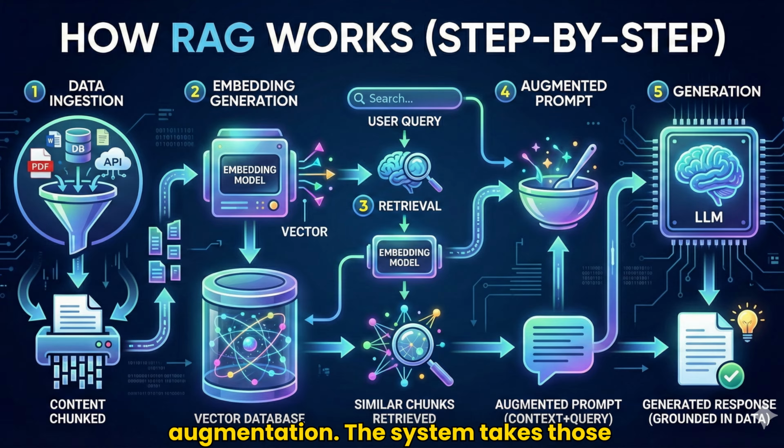The system takes those relevant chunks it just found and adds them right into your original prompt. And finally, step 5, generation. The LLM now has your question plus all this rich, factual context, and it uses that to generate an answer that's actually grounded in real data.